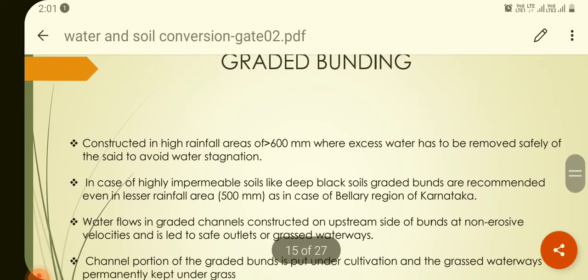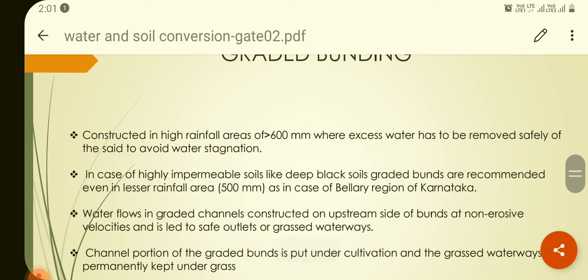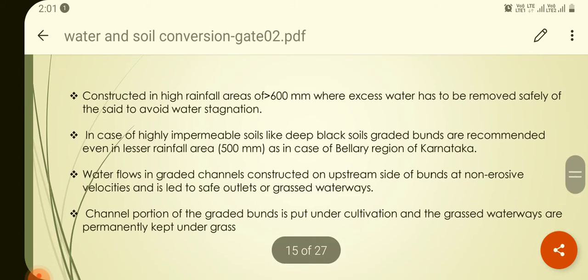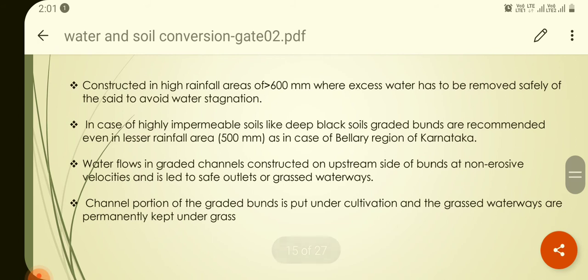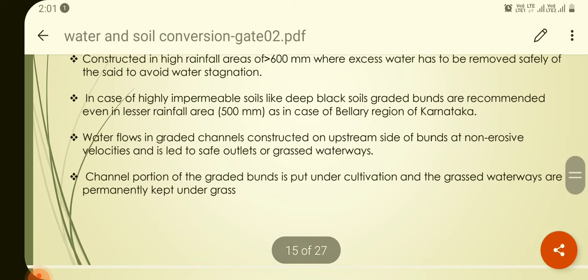Next, we'll see about the graded bunds. So, constructed in the high rainfall areas of more than 600 millimeters, where the excessive water has to be removed safely to avoid water stagnation. In the case of the highly impermeable soils like deep black soils, graded bunds are recommended even in the lesser rainfall areas, as in the case of the Bellary regions of Karnataka.